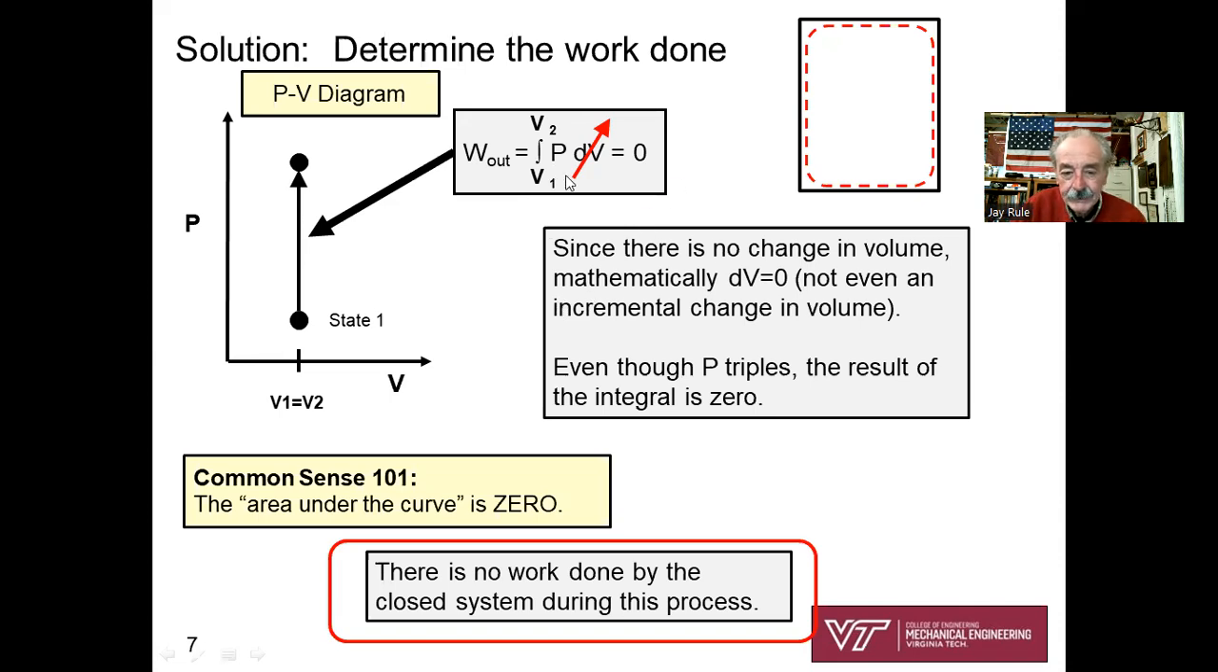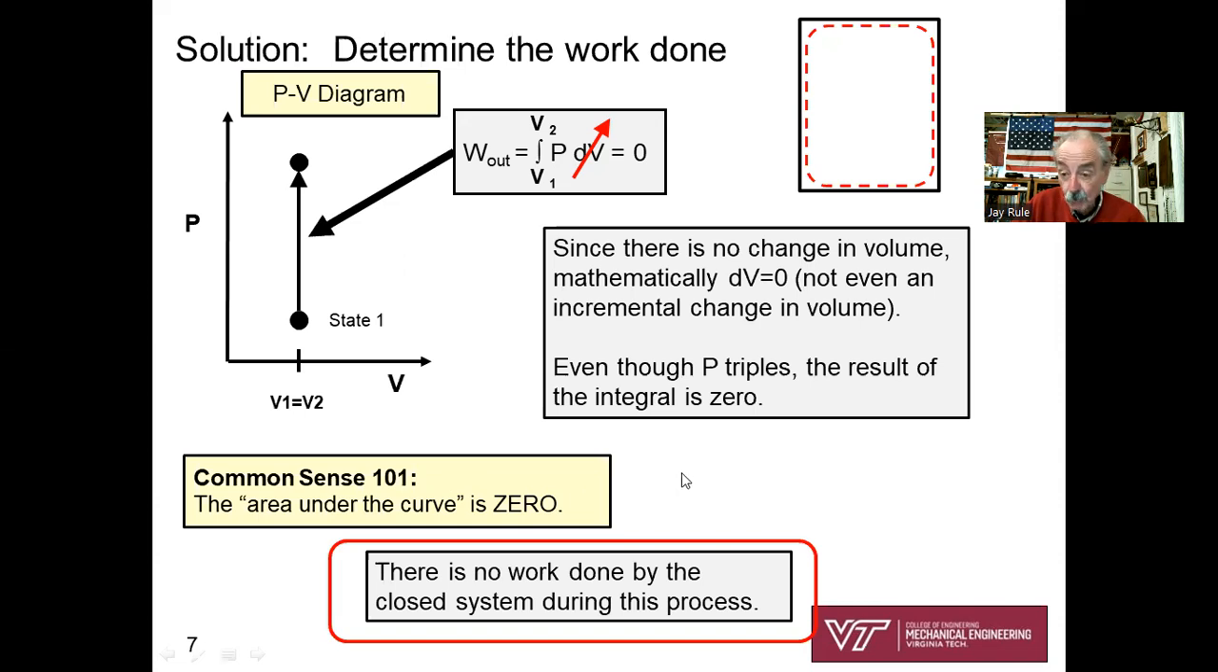Recognize that if volume doesn't change, that means that dV equals 0. That's the mathematical way to say the volume doesn't change. dV equals 0. The incremental change in volume is 0. No change in volume. So when you do the integral and dV is 0, the integral result is 0. So the math agrees with common sense 101.